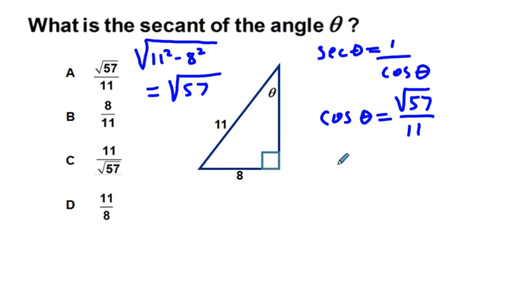So being the reciprocal, secant theta is going to be equal to 11 over square root of 57. I know this is not rationalized, but our correct answer is C.